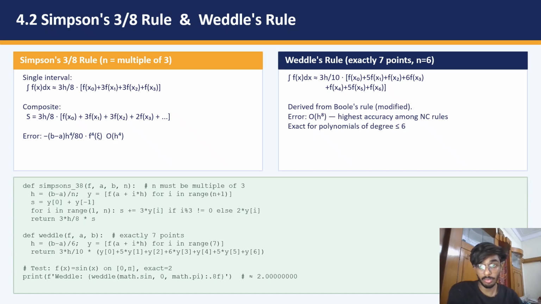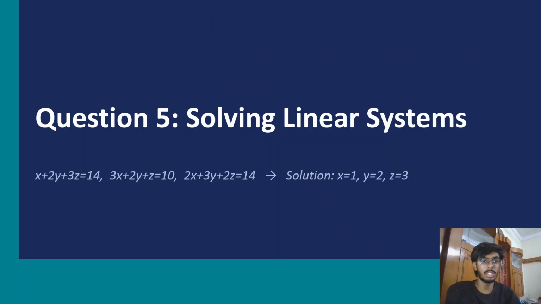Then we use Weddle rule. Weddle rule is used when our interval is divided into 6 exact parts, or we need to divide our system into 7 different points. Here is the Python code for the Simpson and the Weddle rule respectively. Let's move on to the next question.